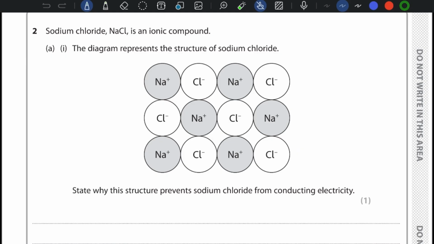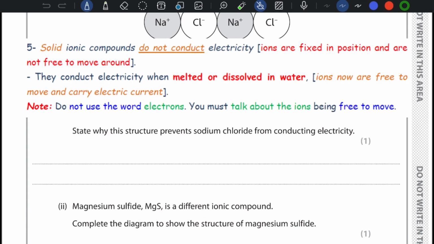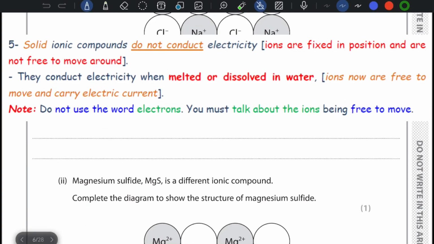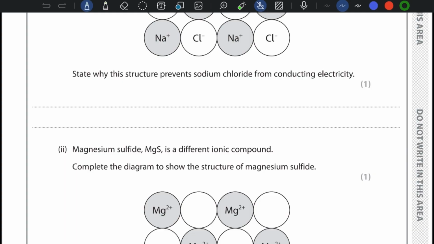Question 2. Sodium chloride, NaCl, is an ionic compound. The diagram represents the structure of sodium chloride. State why this structure prevents sodium chloride from conducting electricity. Remember that sodium chloride in solid state, or any ionic compound in solid state, does not conduct electricity. Why? Because ions are not free to move.